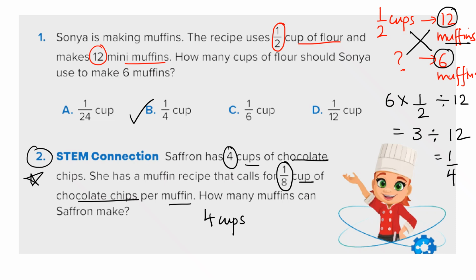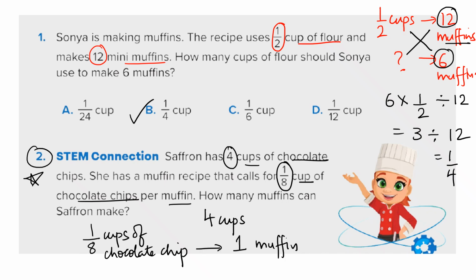So for 1 by 8 cups of chocolate chip, so for one muffin, right? For one muffin, she used 1 by 8. Let me write again. For one muffin, she used 1 by 8. How do you know for one muffin she get 1 by 8? You read this line. 1 by 8 cup of chocolate chips per muffin. Per means for one muffin. Okay. So for one muffin, 1 by 8.